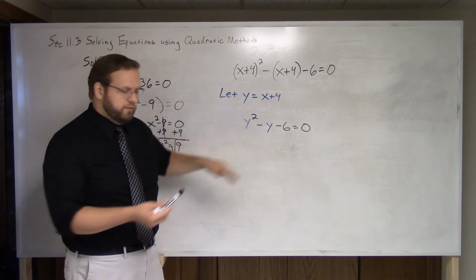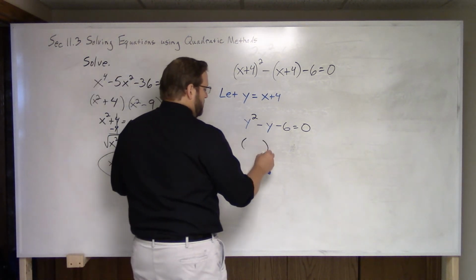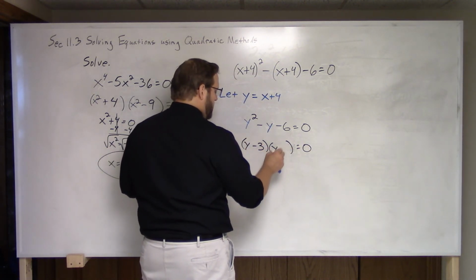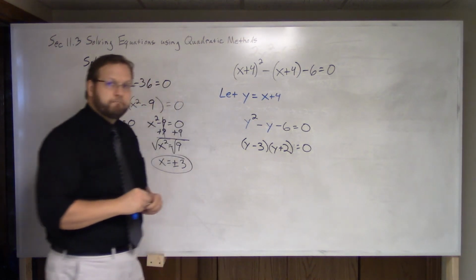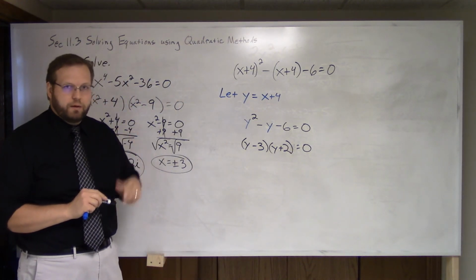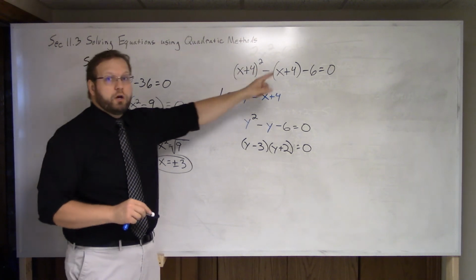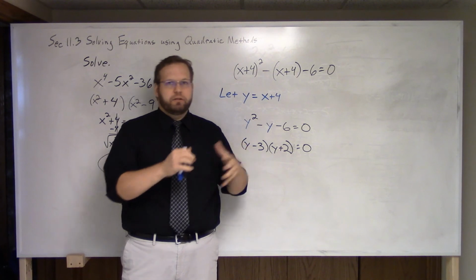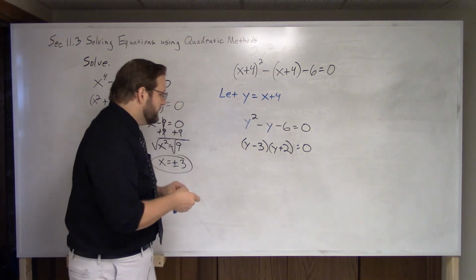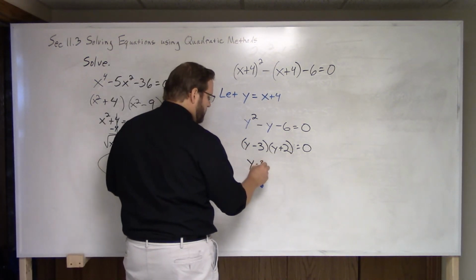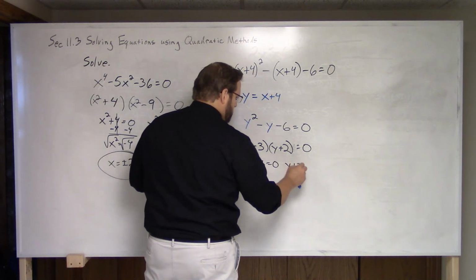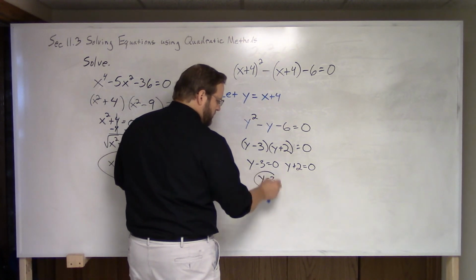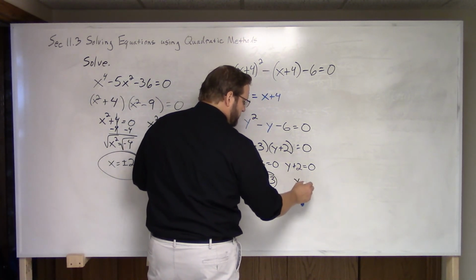We could use quadratic formula or simply get y minus 3 times y plus 2. Look at how quick that was, as opposed to doing all that distribution, getting a problem like this, having to combine like terms, and then having to do some factoring. Okay? Now, setting each of these equal to 0, I can add the 3, and then here I can subtract the 2.